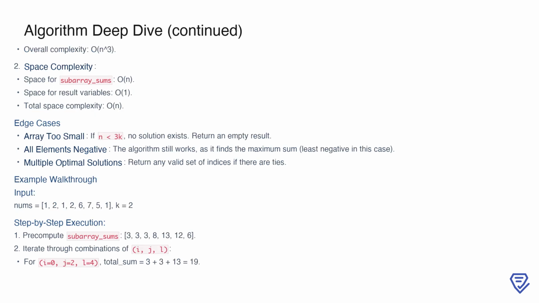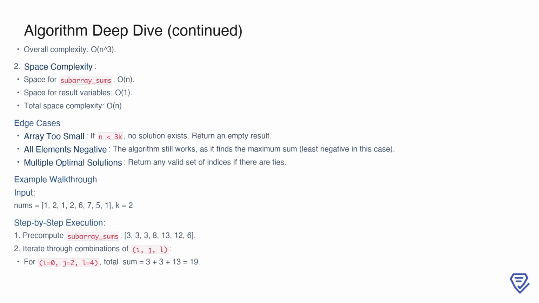The time complexity of the brute force approach is dominated by the 3 nested loops, resulting in O(n^3). While pre-computing subarray sums takes O(n*k), it is overshadowed by the cubic complexity of the nested loops. The space complexity is O(n) due to the subarray_sums list, while variables used for tracking the results add only O(1) space. This gives an overall space complexity of O(n).